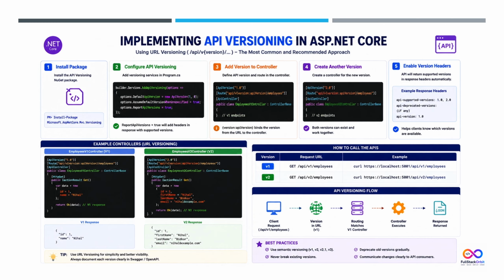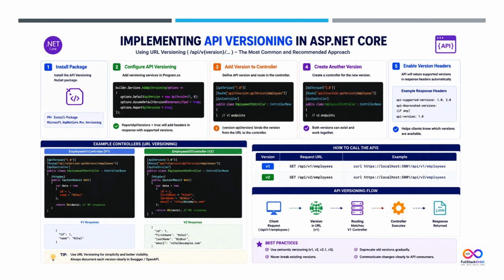We have other API versioning strategies. Like we have URL versioning, which we just saw. After that we have query string versioning. The version is passed as a query parameter. After that we have header versioning. The version is set inside the request header. After that we have media type versioning. Here the version is specified inside the Accept header. This approach is less common but still used in some enterprise APIs.